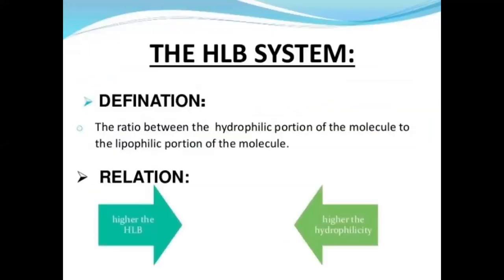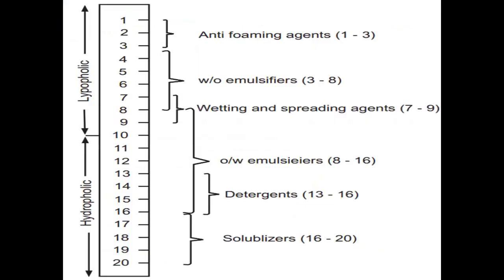The HLB scale gives the measurement, or it is a ratio, in between the hydrophilic portion and the lipophilic portion. When the HLB value is higher, it gives higher hydrophilicity or hydrophilic nature. Hydrophilic means the molecules are attracted towards water, while lipophilic means the molecules are attracted towards or dissolve in lipid or fat. So the HLB scale is a ratio in between the hydrophilic and lipophilic portion, in which different emulsifying agents have different values, and this value is given by the HLB scale.